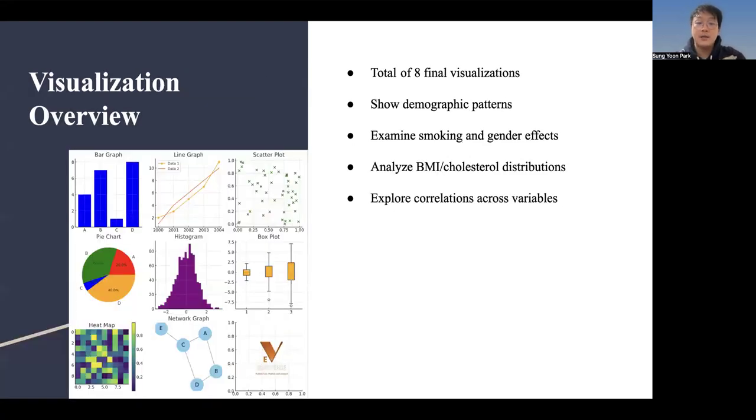In total, I generated a visualization that highlights the important patterns within the data set. This includes demographic patterns like age distribution, smoking-related survival comparisons, gender-based outcomes, BMI and cholesterol distribution, and a correlation heat map. Together, they create a comprehensive picture of the data set and help answer the research objective I set at the beginning.